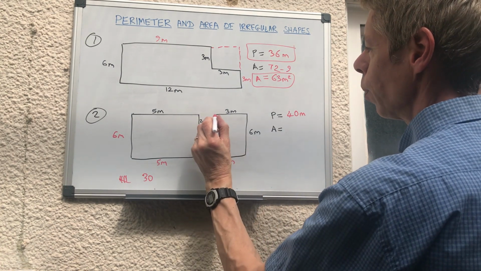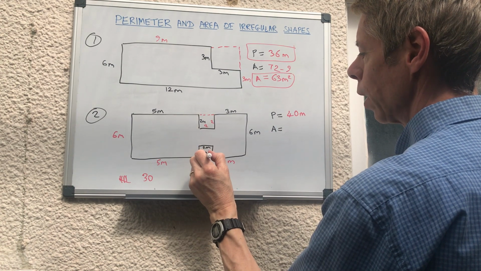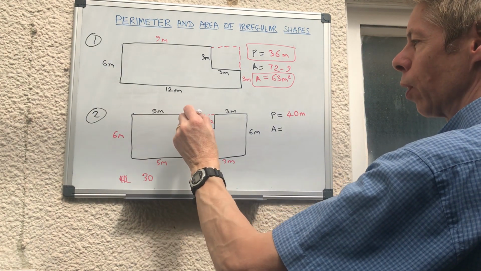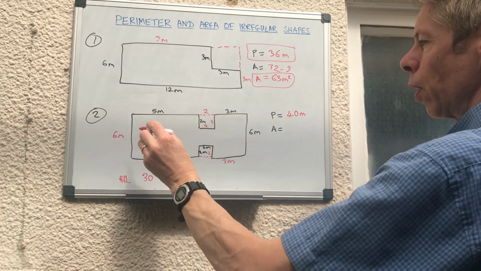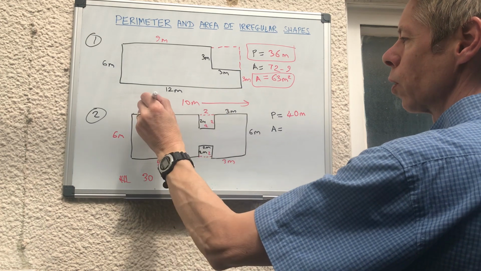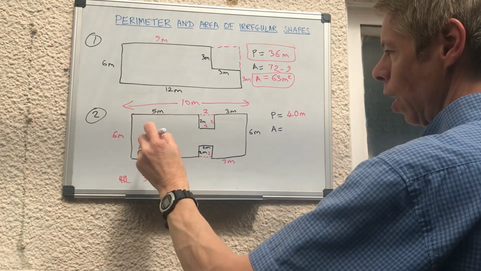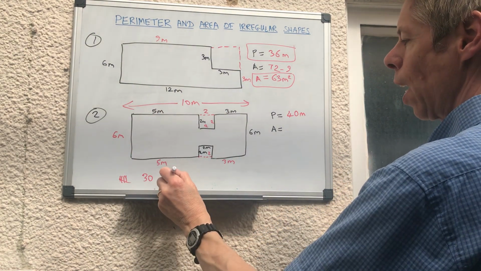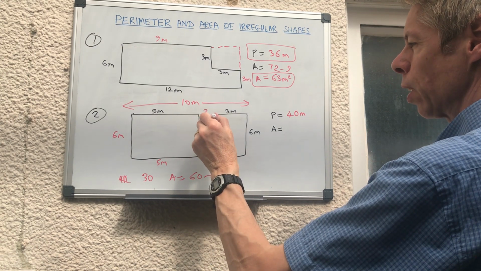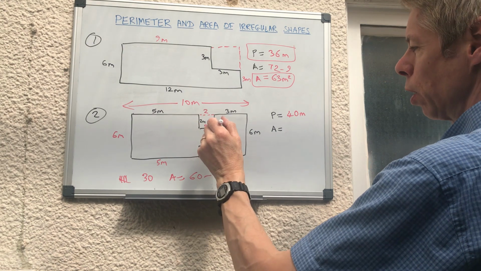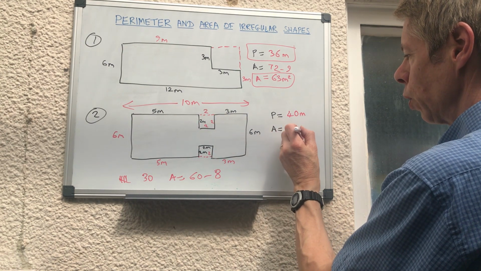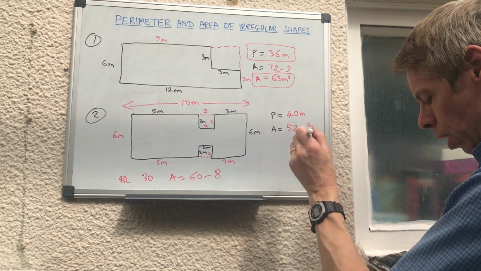Right, area. Again, I think I'm going to do my big rectangle minus squares method. So if we look at this big rectangle, that's a 2. So the total length is going to be 10 metres. Then the width is 6. So the area equals 60 take away, we've got 2 little squares, which are 4 each. So 2 4s are 8. 60 take away 8, which gives us 52 metres squared.